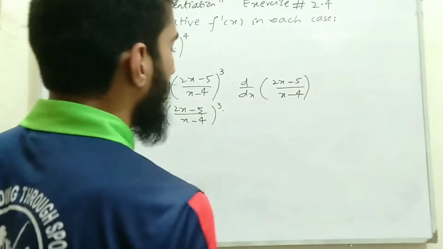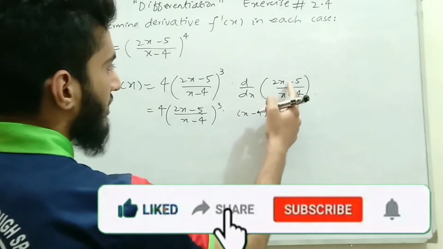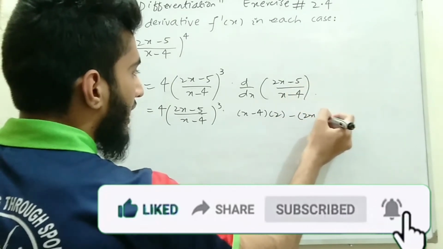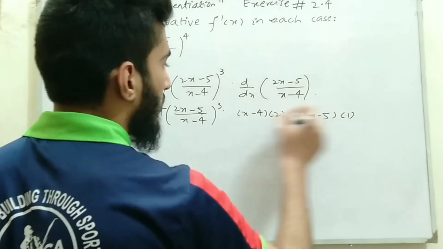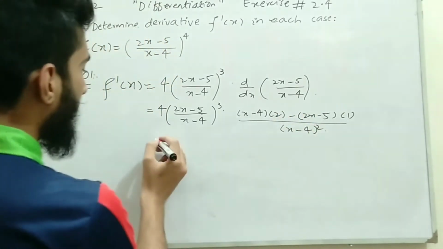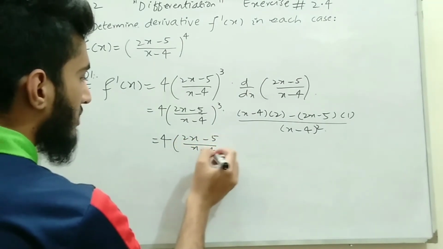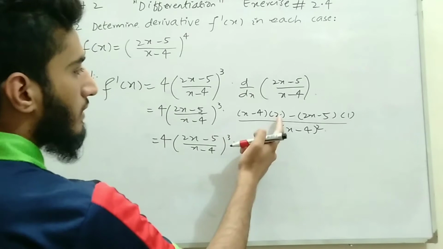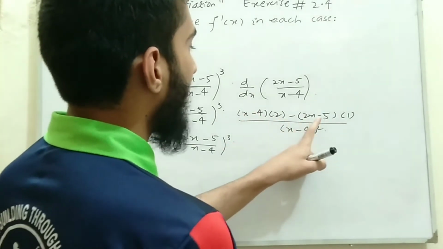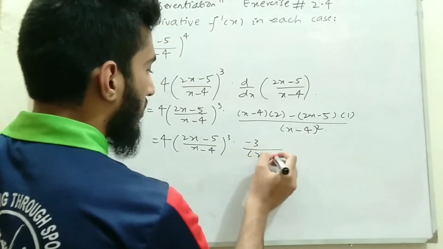Using the quotient rule over here, the quotient rule tells that the second function times the derivative of the first function, which gives us 2, minus the first function times the derivative of the second function, which gives us 1, divided by the second function whole square. This is the formula. Now after this, 4 times 2x minus 5 divided by x minus 4 whole cube, it will give us 2x and minus 2x, which cancel out with each other, and minus 8 plus 5 gives us minus 3, divided by x minus 4 whole square.